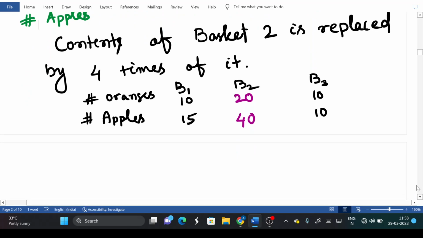And what is the third operation? The contents of basket 2 are replaced by 4 times of it. That means what I previously had in basket 2 was 5 oranges and 10 apples. Now after the operation, I will have a change only in basket 2, but the other 2 baskets remain the same.